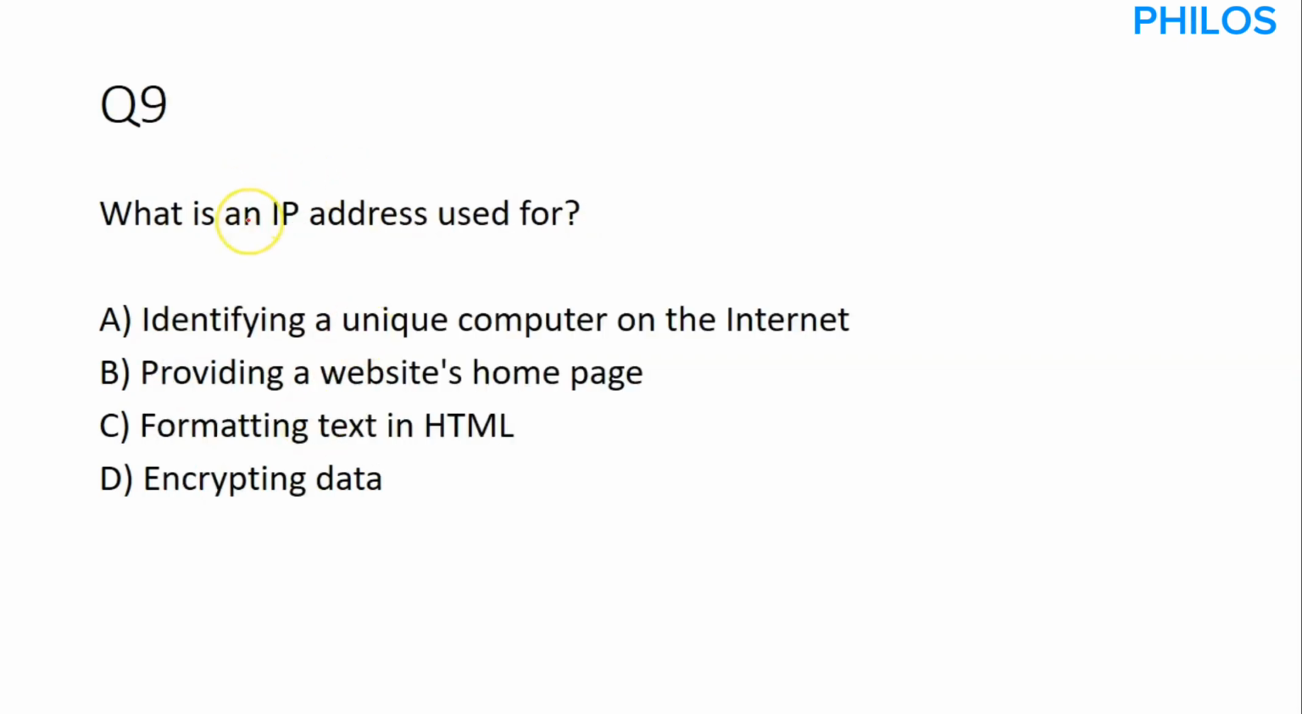This question says, what is an IP address used for? An IP address is used to identify a unique computer on the internet. Okay. It's in numerical form. So it is used to identify a unique computer on the internet. So every computer has its IP address. Okay. So let's proceed to the next question.